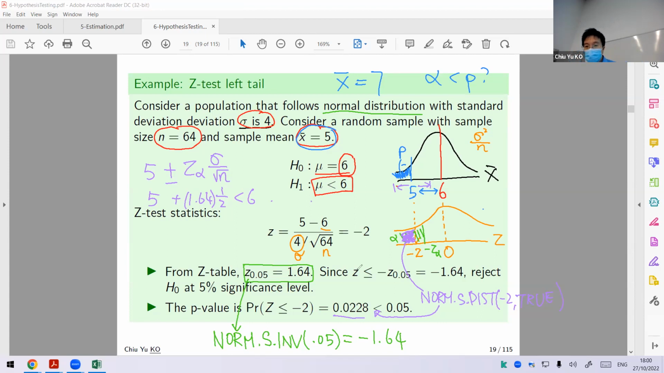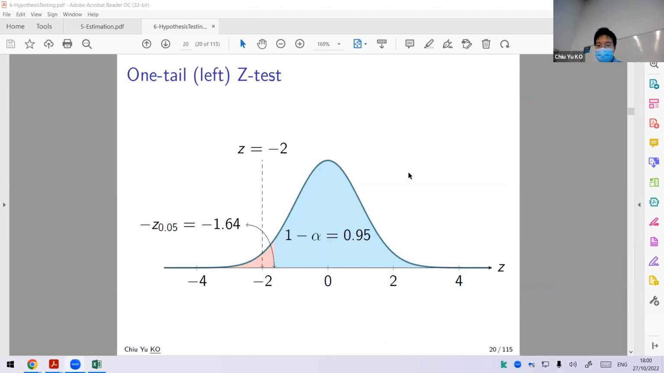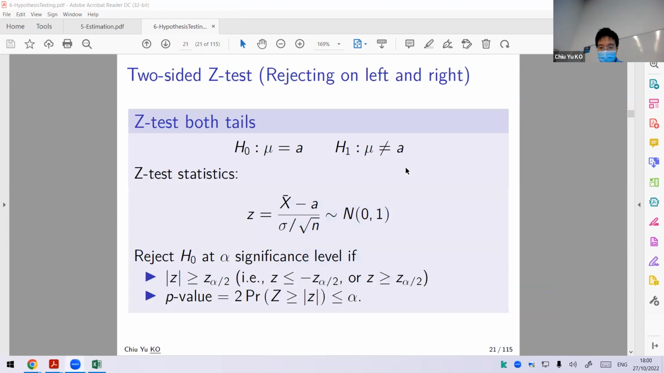If okay, then let's go to the next one. This is the graph. The next one is very similar. If you know how to do one-sided, then two-sided will be similar. The idea is again the same. We have X bar here, and under normality we have a bell.